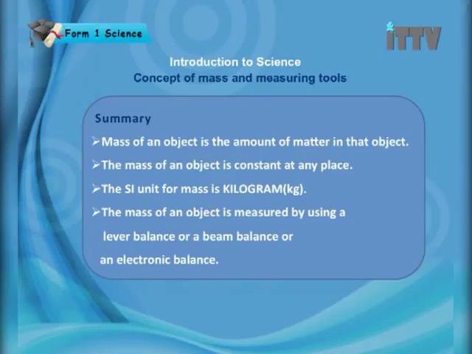Mass of an object is the amount of matter in that object. The mass of an object is constant at any place. The SI unit for mass is kilogram, kg. The mass of an object is measured by using lever balance or beam balance or an electronic balance. So when you remember mass, the point you have to remember is amount of matter in an object. We use kilogram or kg, and we use what? Beam balance, lever balance, and lastly electronic balance to measure mass.